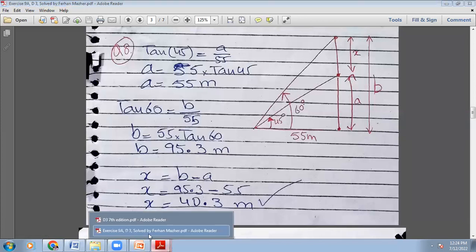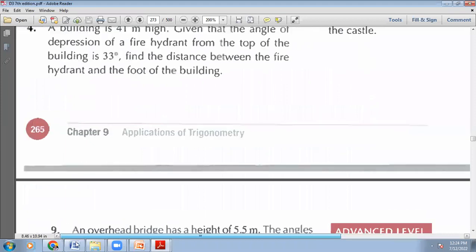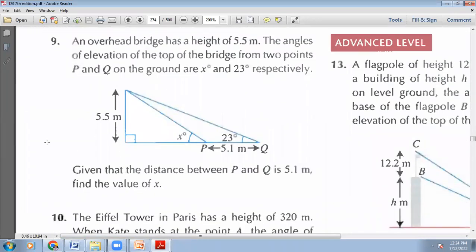It's showing up on your screen. You can pause the video. You can take your time. Okay, so we are going to the next question. The next question coming up on your screen is question number 9.